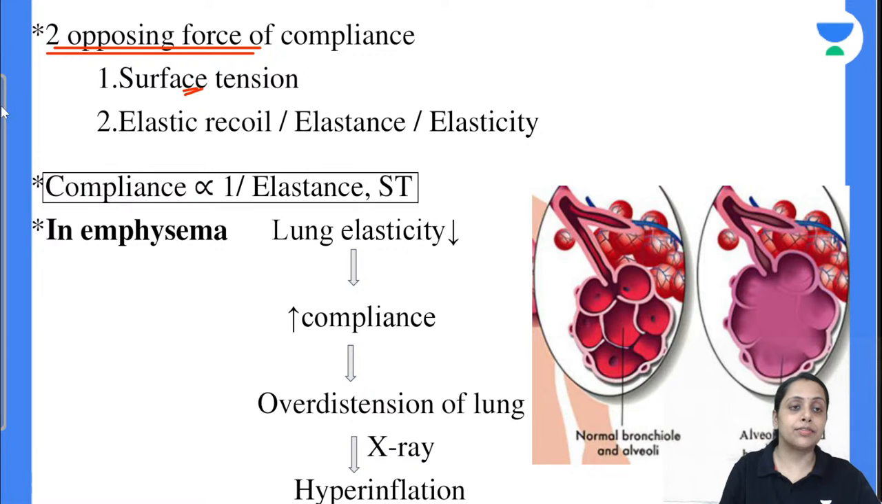Surface tension. The surface tension is exerted by the water molecules which are lining our alveoli. ठीक है? Next is the elastic recoil of our alveoli, which is also going to oppose this compliance. So we can say compliance is inversely proportional to the elasticity of alveoli and it is inversely proportional to the surface tension which is exerted by the water molecules. So now coming to emphysema.